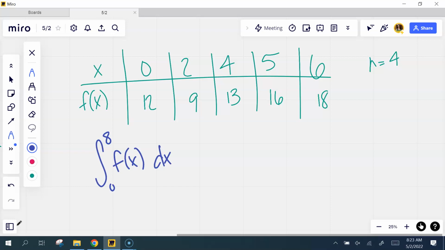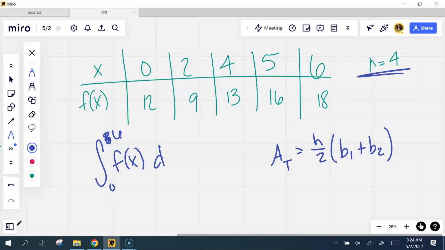It's h over 2 times b1 plus b2. Sorry, that's a b. That's right. That's the area of a single trapezoid, right? So what I'm doing is I'm finding the area of 4 trapezoids and adding them together.